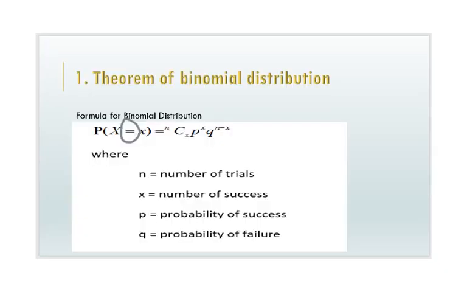So the formula given to us is this one, where we have x equals x. In our question just now, x equals 0. The formula is equal, and our question is also equal, so we can straight away substitute this formula into our question. So nCx p to the power of x q to the power of n minus x.